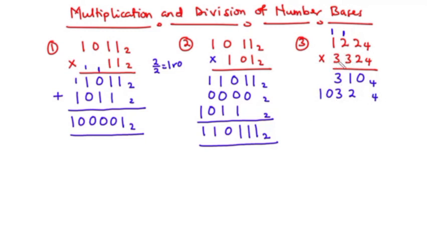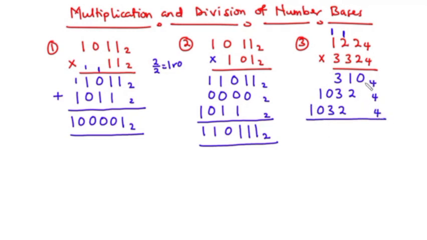Now to the third value, 3 times 2 is 6. So that becomes 1 remainder 2. So we have 2. We carry on 1. 3 times 2 is 6 plus 1 is 7. So that becomes 1 remainder 3. So we have 3. We carry on 1. And then 3 times 1 is 3 plus 1 is 4. So that becomes 1 remainder 0.